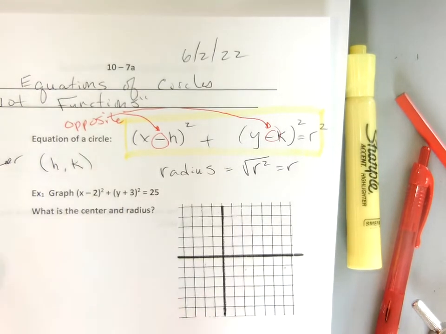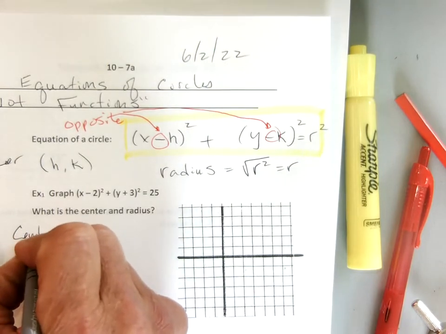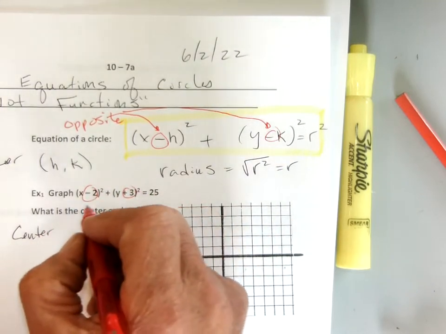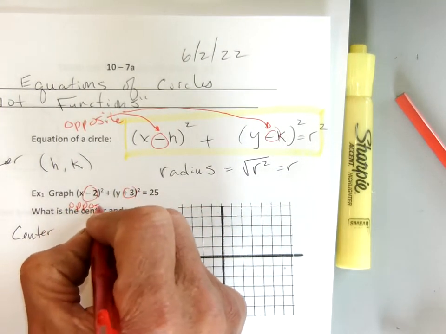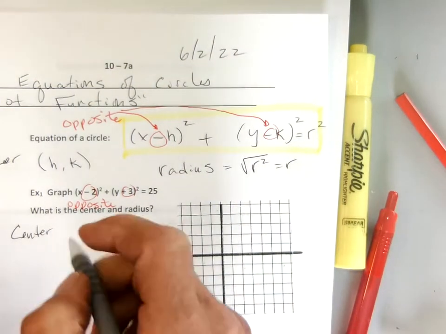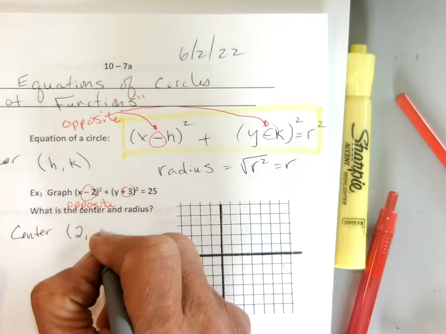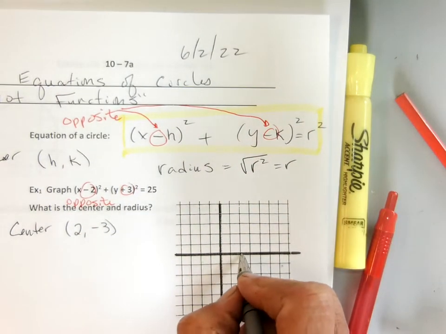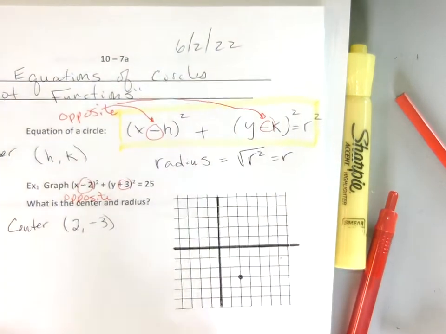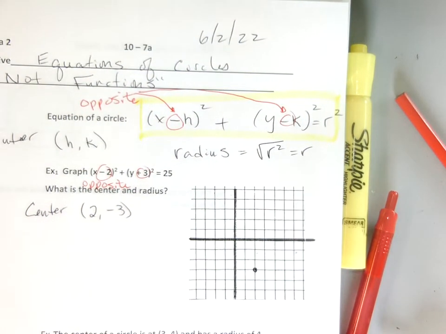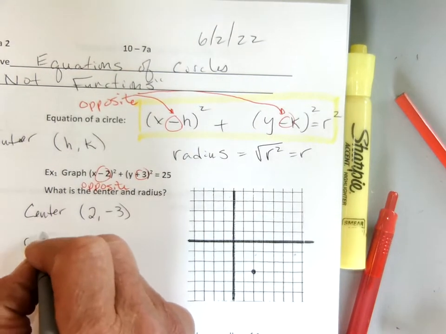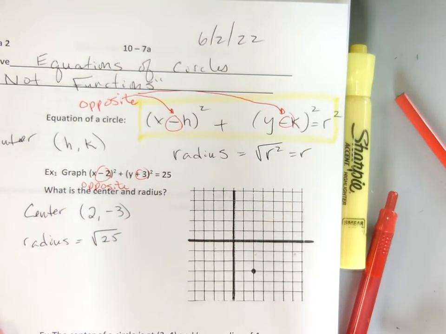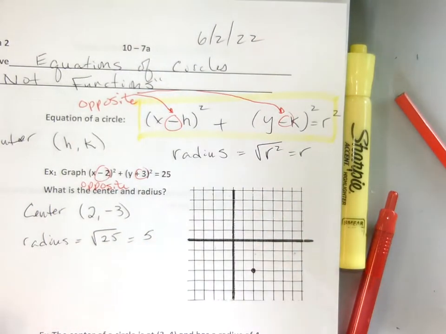So let's graph this. First of all, the center is just the opposite of these, right? So the center of my circle is just going to be at 2, -3. All right, I'm just going to graph that 2, -3. There's my center of my circle. And the radius of this circle is just going to be the square root of 25, which is 5. All right, I'm going to graph it.